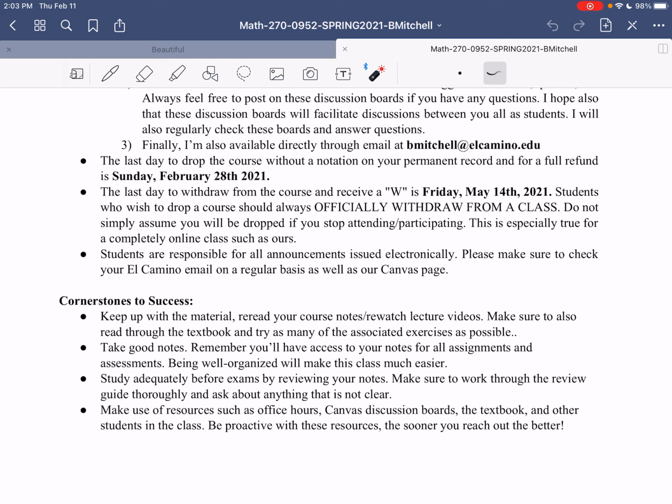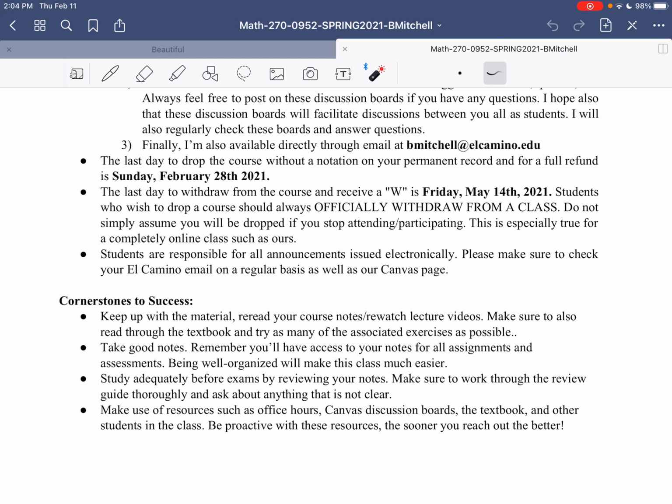Remember, you're going to have access to your notes for all your assignments and all your assessments. Midterms, take-home exams, quizzes, final, everything. You're always allowed to make use of your notes. You're also allowed to make use of the videos, but it's a very time-consuming process to have to go back and hunt through the videos for exactly the thing you want. If you take good notes while you're watching the videos, then you'll find it much easier to be organized and work your way through the quizzes and the midterms.